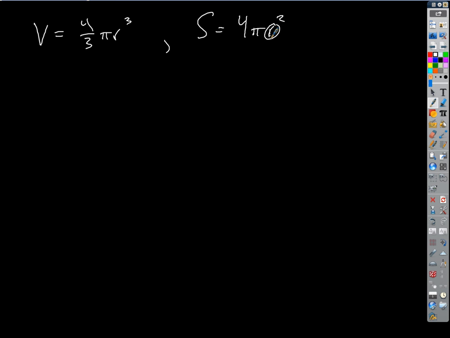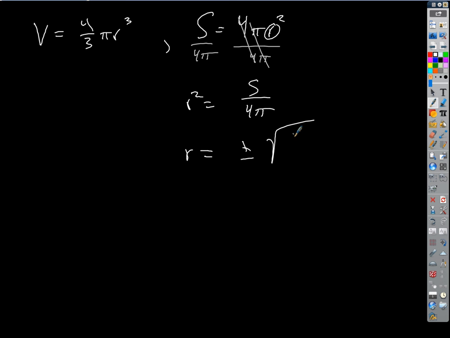Okay. So if we divide each side by 4 pi, I can cancel vertically there, right? So I end up with R squared equals S over 4 pi. What's the last step? Square root, right? So if I take the square root, what do I get? Plus or minus the square root of S over 4 pi.